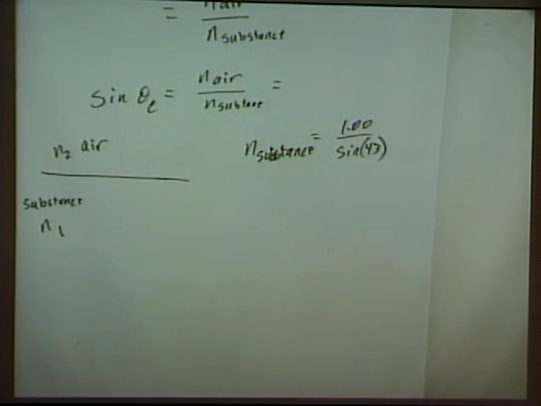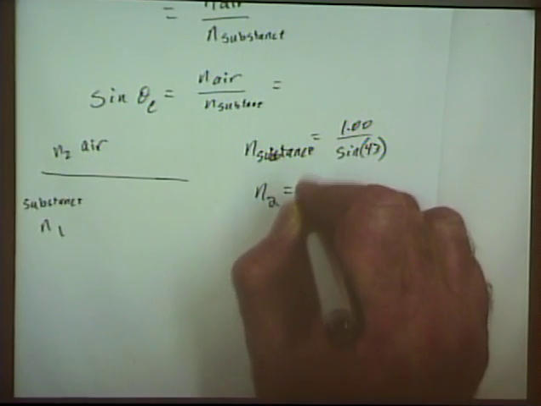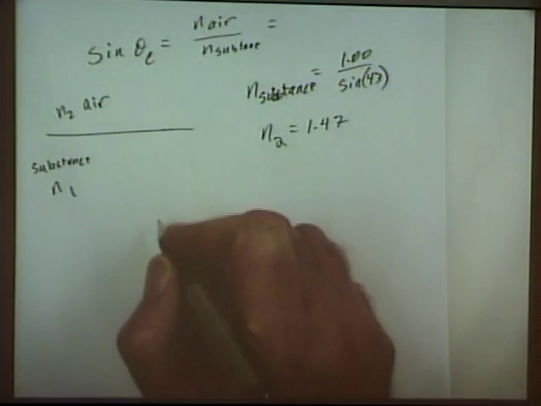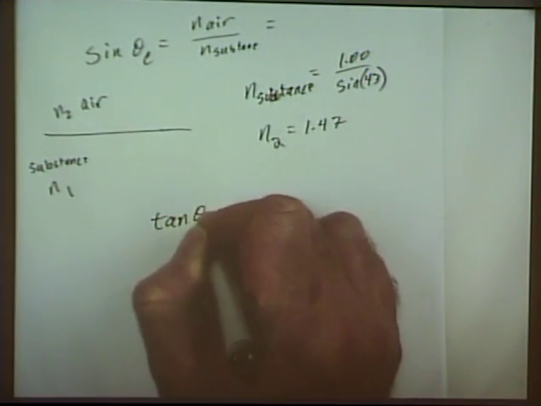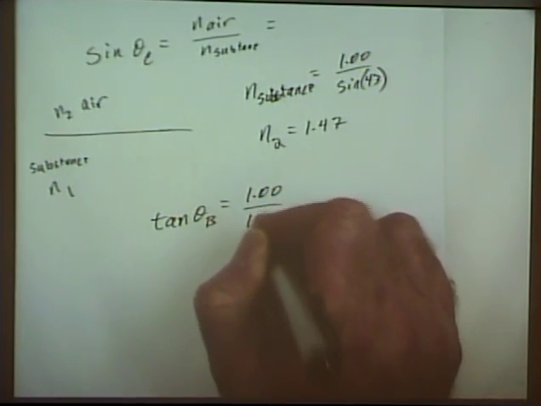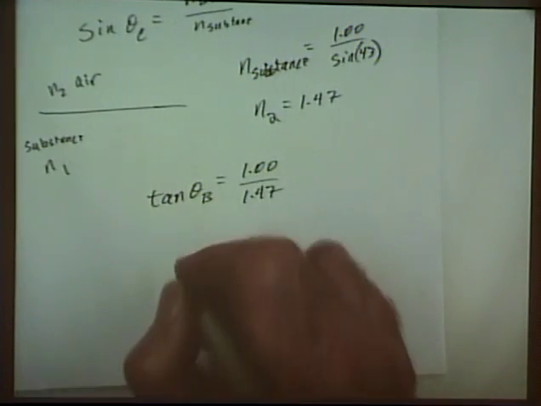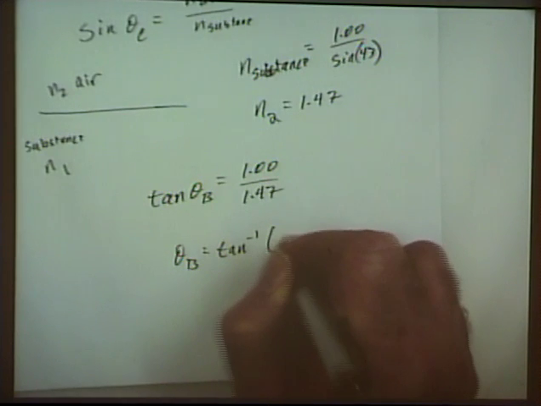Hopefully this isn't on radians. It's on radians. No, it's right. 1.47. So now we'll just call this 1.47. And so now, Brewster's angle says this. Tangent of theta b equals 1.00 over 1.47. And theta b should be the inverse tangent of 1.00 over 1.47.